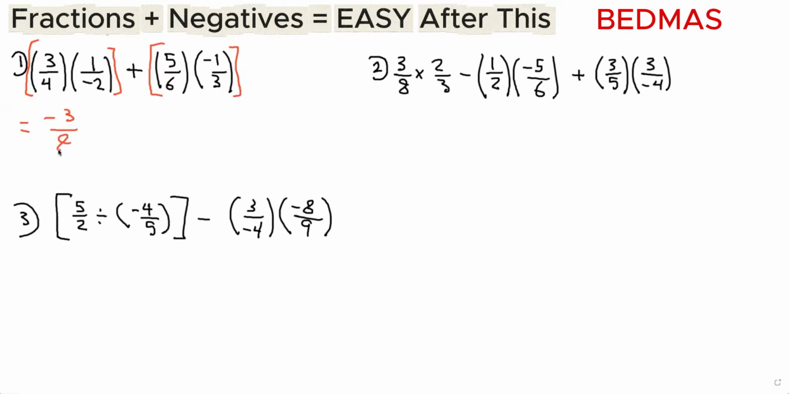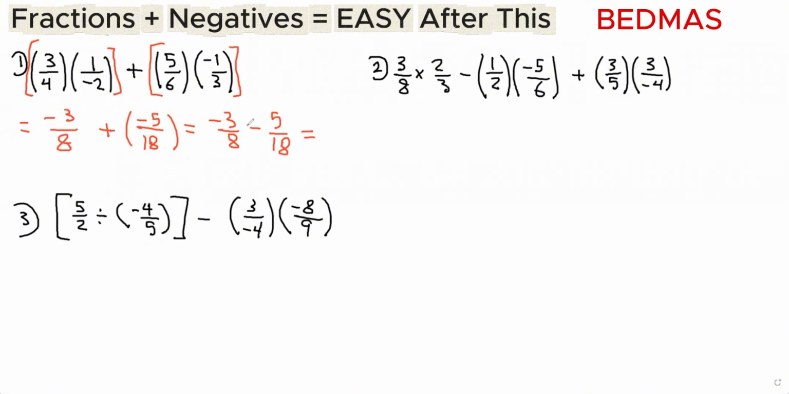So negative 3 over 8 plus. Here also we cannot reduce. So we're going to get negative 5 over 18, which gives me negative 3 over 8. Positive and negative, opposite signs, we get a minus, so just minus 5 over 18.